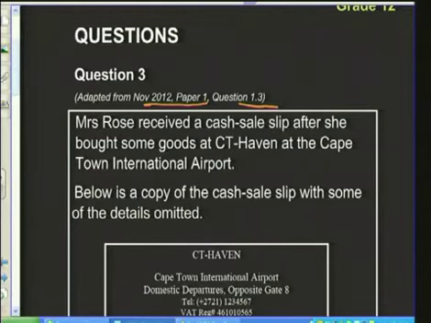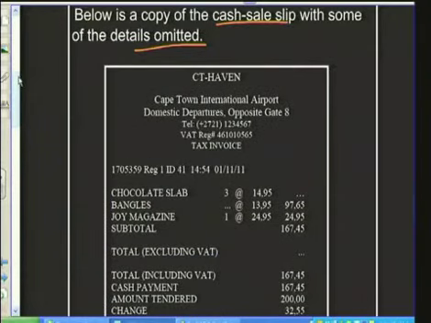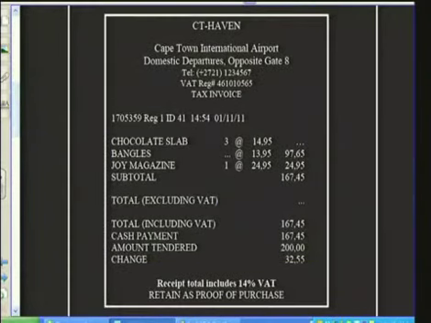Mrs. Rose received a cash sales slip after she bought some goods at CH Haven at Cape Town International Airport. Below is a copy of the cash sales slip, and some of the details have been omitted. So let's analyze the slip. Right, we can see the name of the shop, Cape Town International Airport, it tells you the domestic departure, they've got the telephone number, VAT number, and this is a tax invoice. We've got the date, we've got the time, and then what did she buy?